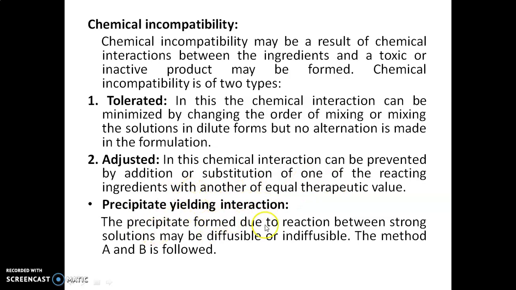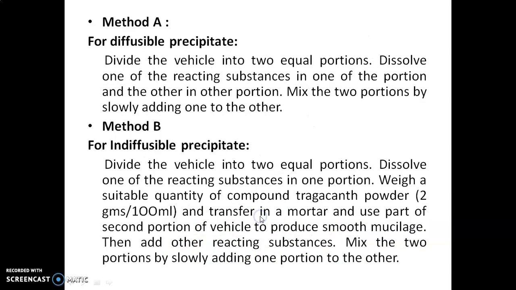The precipitate formed due to the reaction between strong solutions may be diffusible or indiffusible. Method A and B are followed. So let's discuss in detail method A and method B. Method A, which is for the diffusible precipitate: divide the vehicle into 2 equal portions, dissolve one of the reacting substances in one portion and the other in the other portion. Mix the 2 portions by slowly adding one to the other.